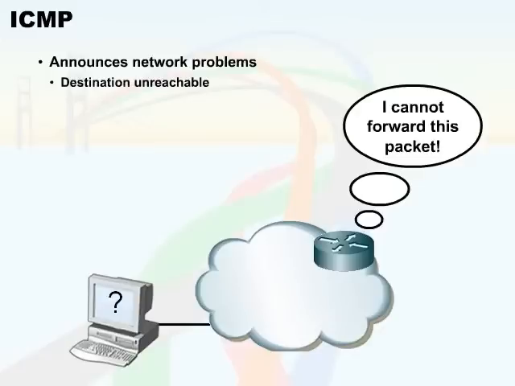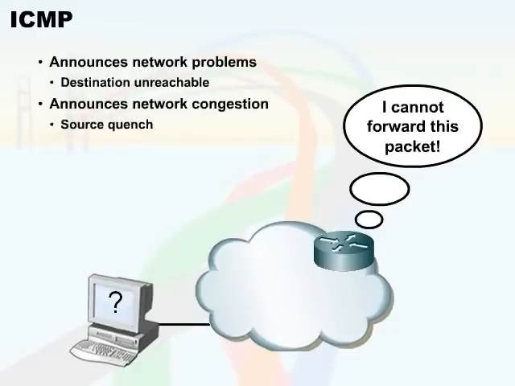If I am sending a packet to a network and it is a network broadcast, a destination network unreachable can be generated by a router and sent back to me so that I know there is an issue reaching that network. If I'm trying to gain access to a target host, an ICMP host unreachable message can be sent back to me indicating that the host is not available. In addition, ICMP will announce network congestion by utilizing what is called a source quench.